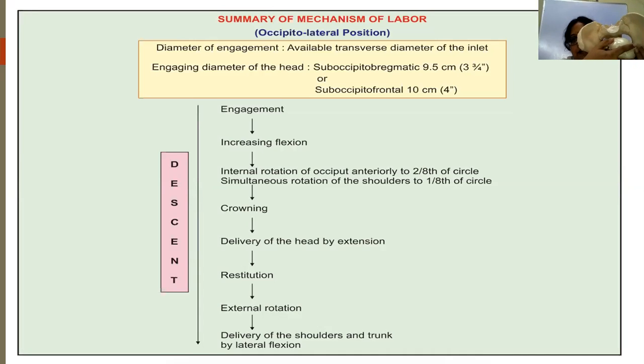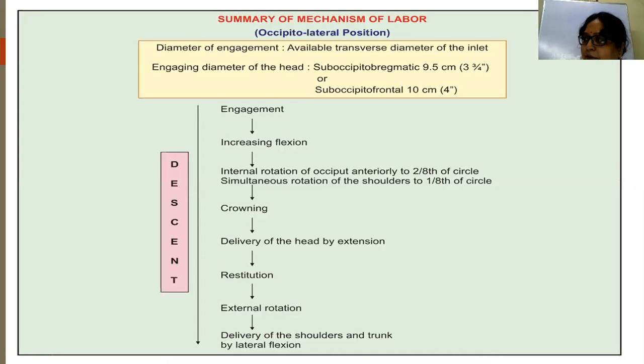But when it is anterior, when it is here, it moves through only 1/8 of the circle to come behind the symphysis pubis. From here to here, only 1/8 of the circle it moves. That movement, to bring the occiput behind the symphysis pubis, is called internal rotation. So once the internal rotation occurs, next is crowning.